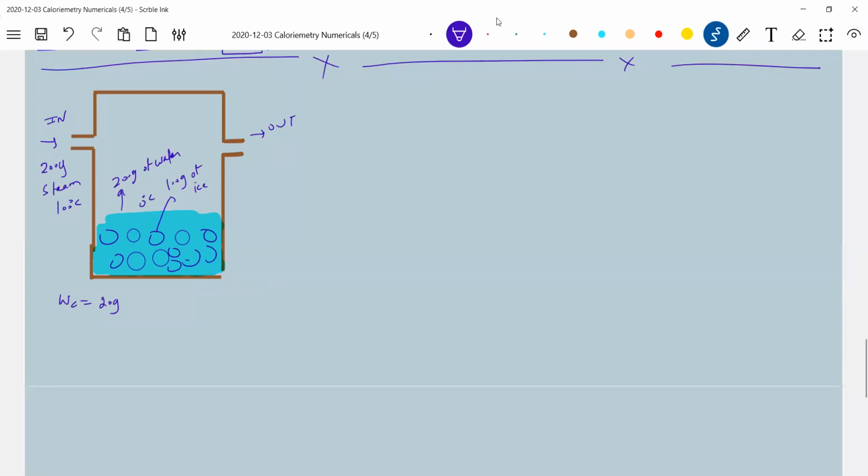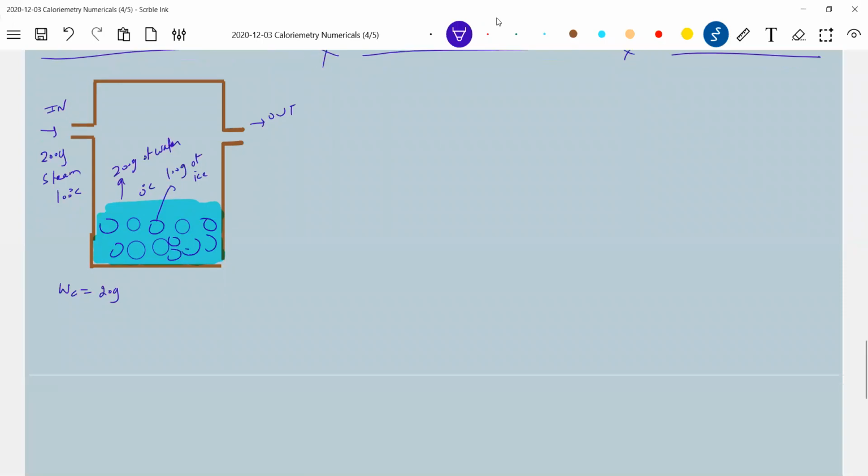So 200 grams of steam at 100 degrees Celsius will enter. So 200 gram of water and 100 gram of ice at 0 degrees is there in the calorimeter. What will be the final temperature and content of the calorimeter? The same ideas. Here the water equivalent of the calorimeter will also come in.